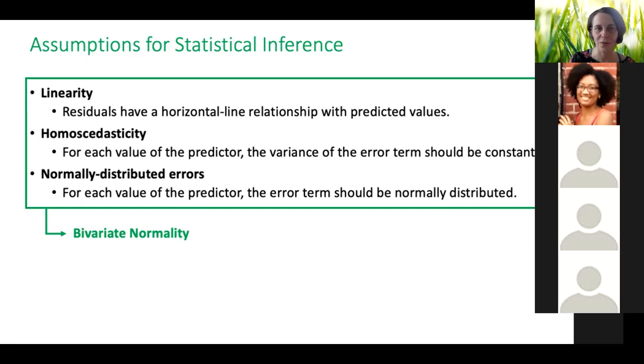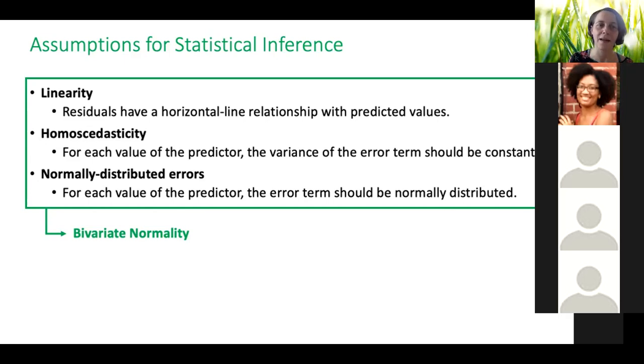A second one is homoscedasticity. That simply means that for each value of the predictor, the variance of your residual should be the same, right? So the spread of the residuals around the predicted value, your y hat, should be constant across the entire range of your x values.